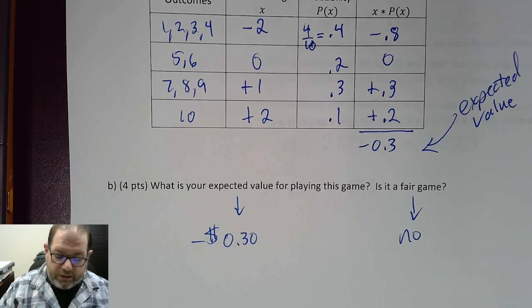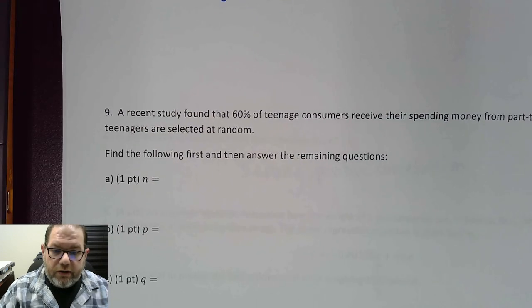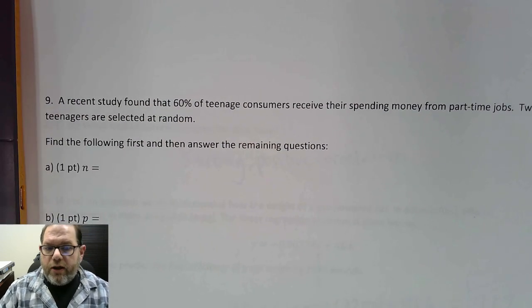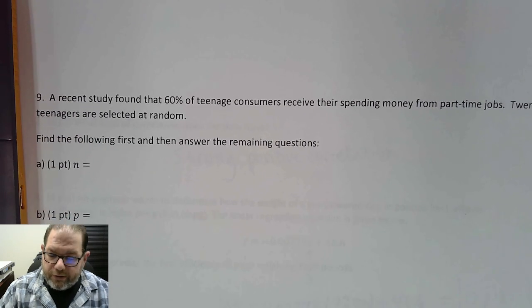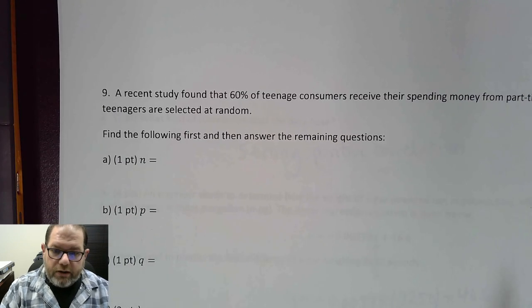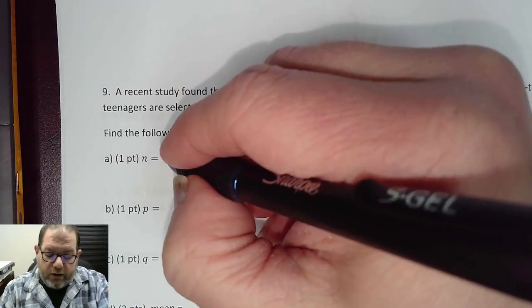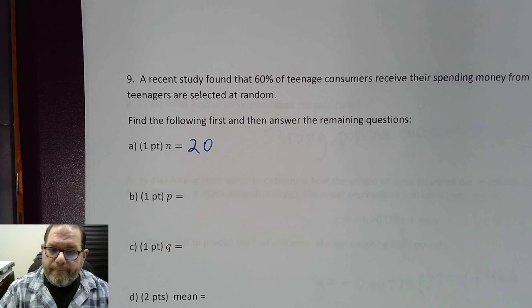All right, and finally, question 9. A recent study found that 60% of teenage consumers receive their spending money from part-time jobs. 20 teenagers are selected at random. Okay, so N, that's our number of trials or sample size. So we selected 20 teenagers at random. Okay, so that's who we're using for this.